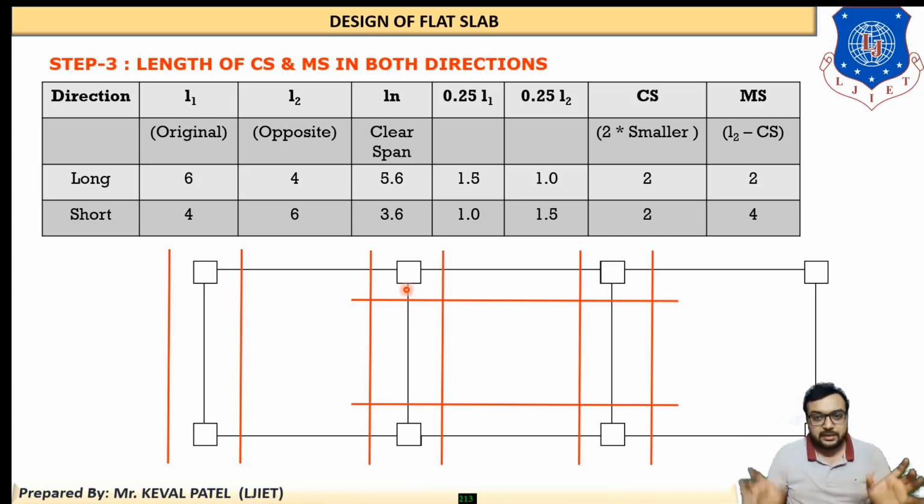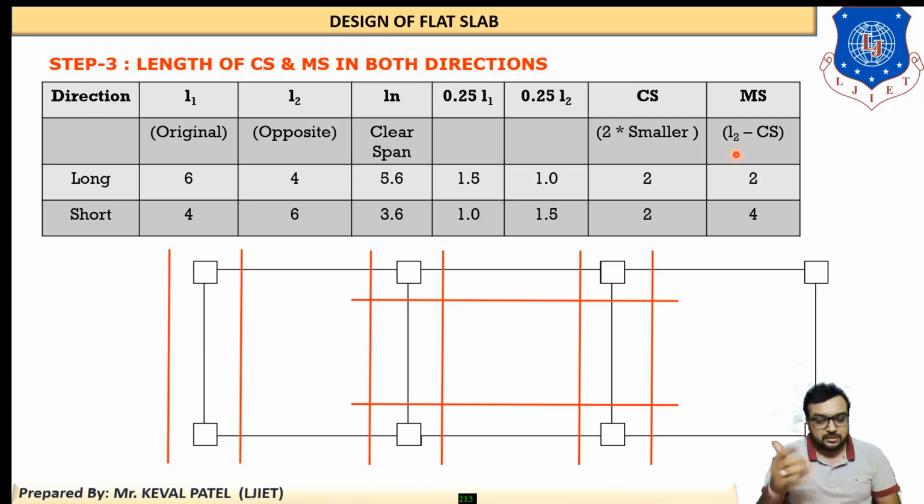So total length is 2 into smaller value, which is equal to 2 meter, and our last column is MS. MS means middle strip. So students, equation of middle strip is L2 minus CS. L2 means opposite side minus CS. So you can see that your opposite side is 4 meter and your CS is 2 meter. So 4 minus 2 is equal to 2. So this is the length of column strip and middle strip in long direction.